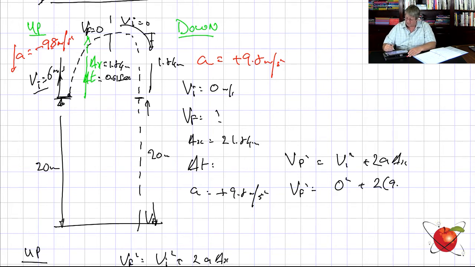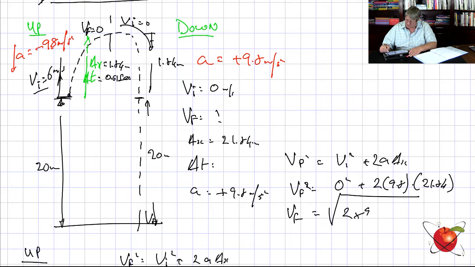From that, I can now go and say, right, I've done it this side. Vf squared is Vi squared plus 2a delta x. Vf squared is 0 squared plus 2 times 9.8, because it's positive, times 21.84.